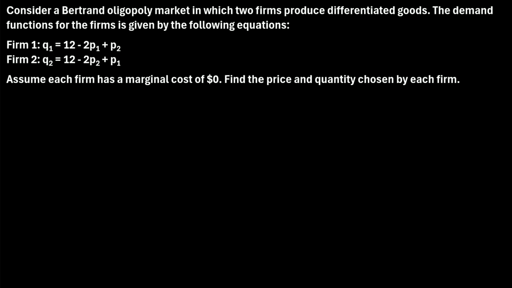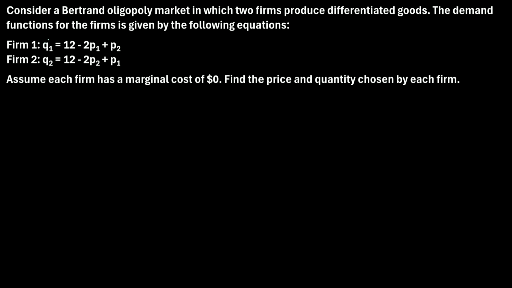In this video, I will explain how to solve a Bertrand oligopoly problem in which two firms produce differentiated goods. So let's jump into an example. This says, consider a Bertrand oligopoly market in which two firms produce differentiated goods. The demand functions for the firms are given by the following equations.